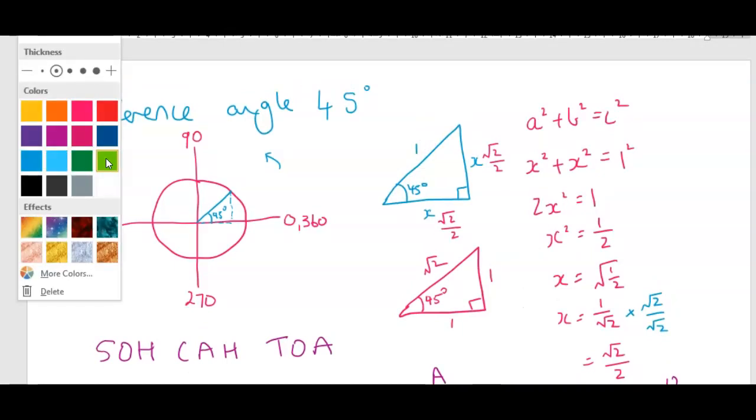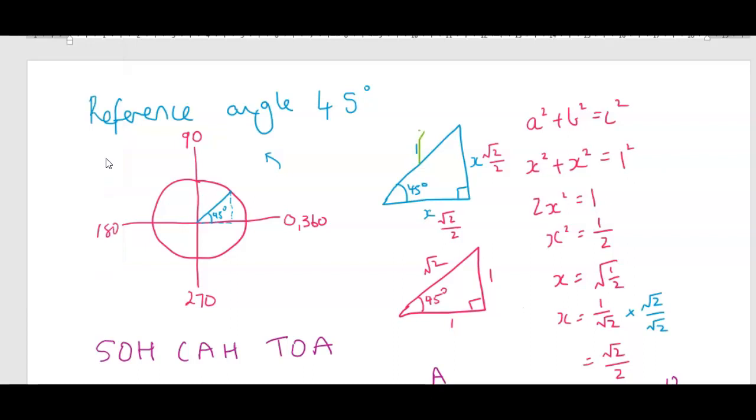Okay, so let's multiply by root 2. If we multiply this by root 2 and this by root 2, 1 times root 2 is where the square root of 2 comes from. Square root of 2 times the square root of 2 is, sorry, the square root of 4. And the square root of 4 is 2. And then 2 on 2 gives you 1. And then it's the same on the other side.